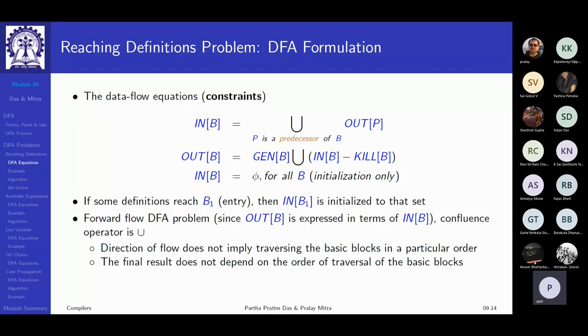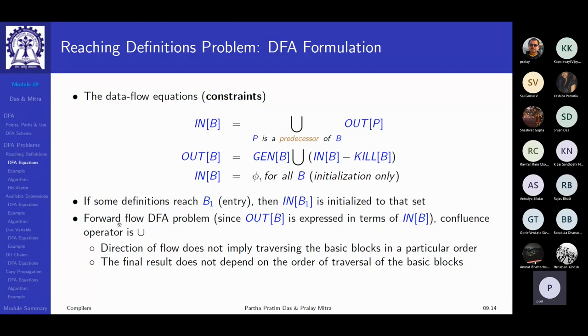That is, we will start with an estimate, compute in B and out B for all the blocks, and then again use them to compute the next iterate value of these variables, and keep on doing that till we reach a fixed point, a point where the in B and out B of none of the blocks change. Right?